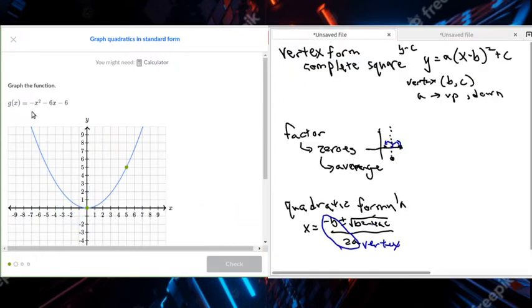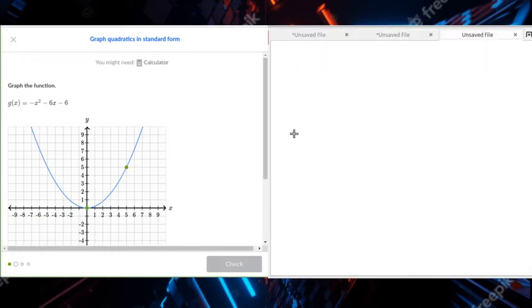Okay, so now I have negative x squared minus 6x minus 6. First I factor out the negative, and then I'll get x squared plus 6x plus 6. It's not clear to me whether that has real answers or not, so I'm going to use the quadratic formula again. I like getting things in vertex form because they're really nice and pretty.